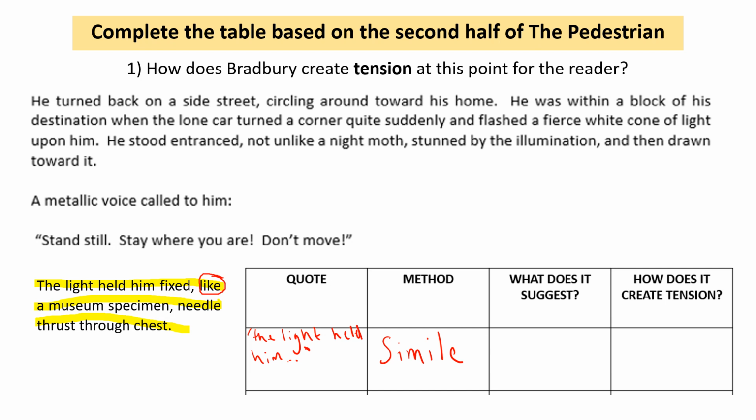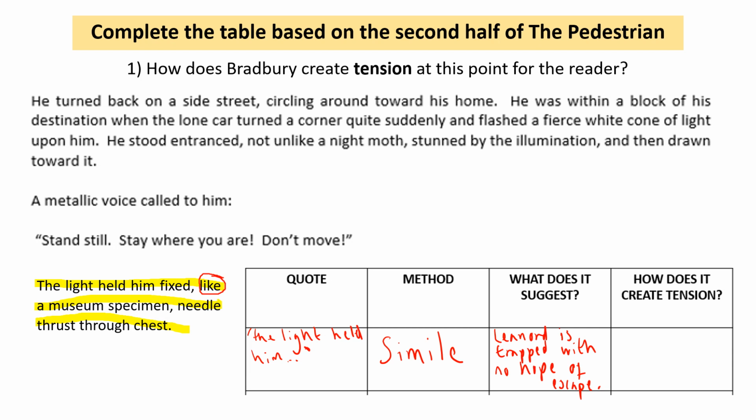So this suggests that Leonard is trapped, and kind of with no hope of escape. Because if you're an animal or an insect at a museum, chances are that you're probably dead, and also you're not going to be able to move from where you are. Leonard is trapped with no hope of escape. Okay, pause the video and jot that down in your gap in your table.